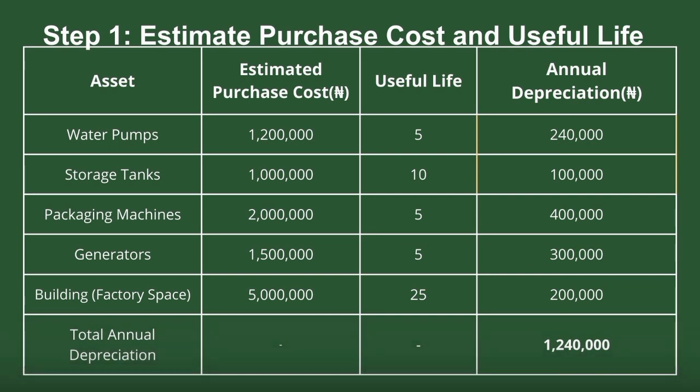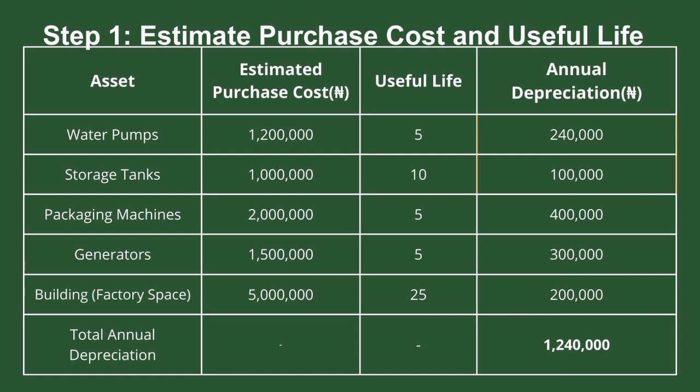In column 1, you have assets; in column 2, the estimated purchase cost, the useful life, and the amount that will be written off on a yearly basis as cost, that is depreciation. So we have all the elements of fixed cost: water pumps, storage tanks, packaging machines, generators, and building. These are the various elements that comprise the fixed cost for the business.